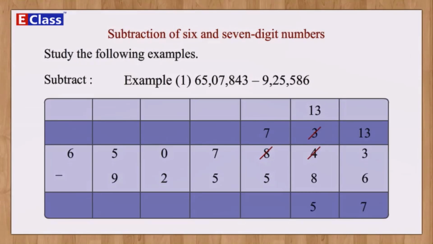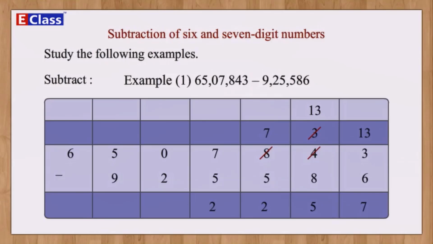Now we subtract the hundreds place. 7 hundreds are remaining at the hundreds place. We can subtract 5 hundreds from it. Therefore, 5 hundreds subtracted from 7 hundreds, we get the remainder as 2 hundreds. Now we subtract the thousands place. 7,000 are at the thousands place. We can subtract 5,000 from 7,000. Therefore, 5,000 subtracted from 7,000, we get 2,000.